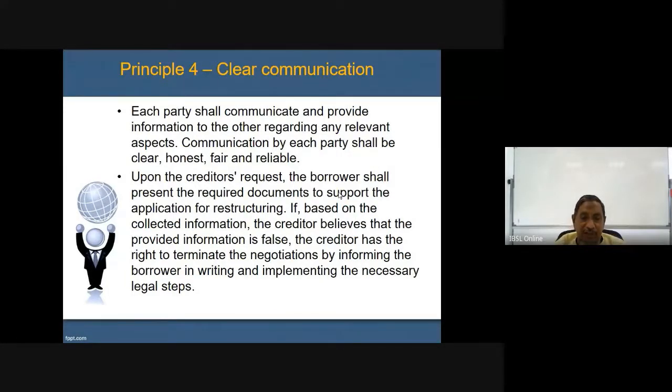If the creditor, that is the bank, finds that the information provided by the customer is wrong or misleading, then the bank has a right to take legal action against the customer.